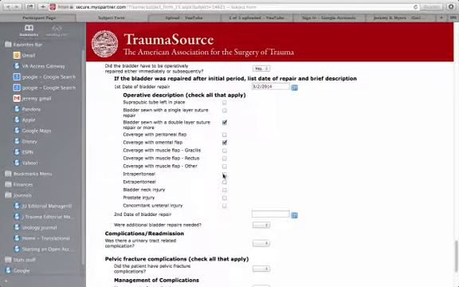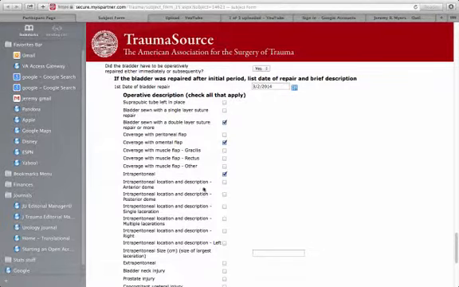And then you can put in the intraperitoneal injury, and it'll ask for the location. This injury occurred at the posterior dome, and it'll ask for the intraperitoneal size of the largest laceration, and the laceration was 3 centimeters.